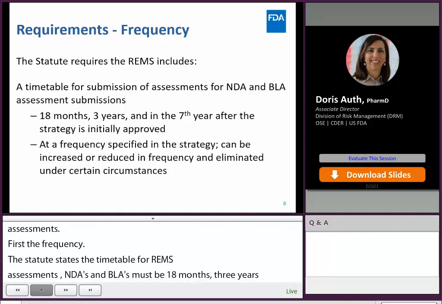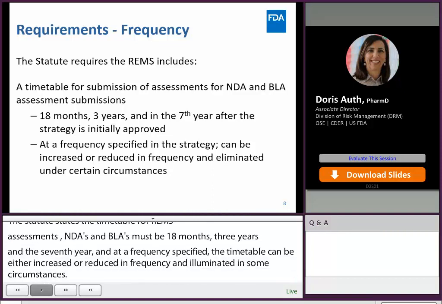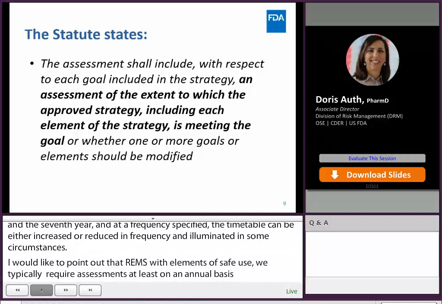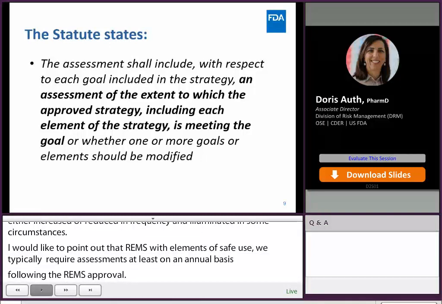I would like to point out that for REMS with elements to assure safe use, we typically require assessments on at least an annual basis following REMS approval. Next, the statute doesn't provide a lot of details on the content of the REMS assessments. The statute states only that the assessment shall include, with respect to each goal in the REMS, an assessment of the extent to which the strategy or the REMS, including each element, is meeting the goal, or whether one or more goals or elements should be modified.